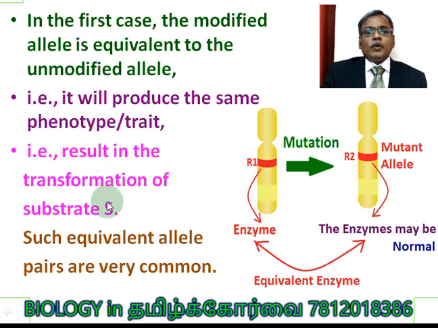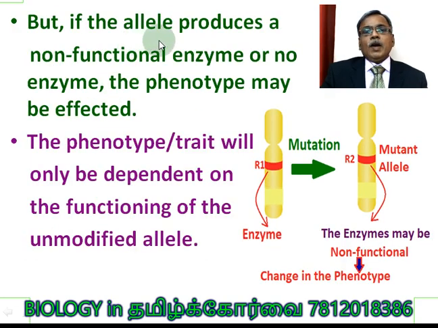The result is the transformation of substrate. Yes, such equivalent allele pairs are very common in nature. But if the allele produces a non-functional enzyme or no enzyme, the phenotype may be affected. It means the enzyme produced by R1 converts the substrate into product, whereas R2 is not able to convert the substrate into product. That is the reason why the red color pigment is not produced, and only white color flowers are produced. The phenotype or trait will only be dependent on the functioning of the unmodified allele. The modified allele is the mutant, so it is not able to produce the active enzyme. So it is not able to convert the inactive red pigment into active red pigment. Only white color flowers are produced.